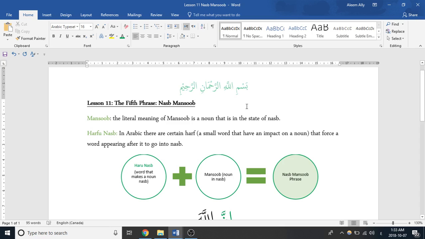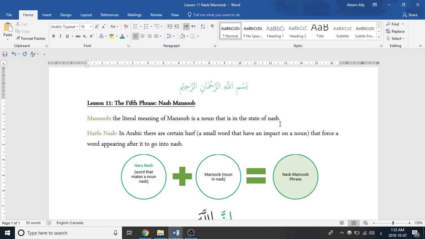Then we said there was Mudaf ilayh, which is an associative phrase where you have the word being associated, then the word it's being associated to. Then after we talked about Jar Majrur, which is where you have a Harfu Jar, which is a small word that forces the word coming directly after it into a state of Jar, which is usually represented by a Kasra.